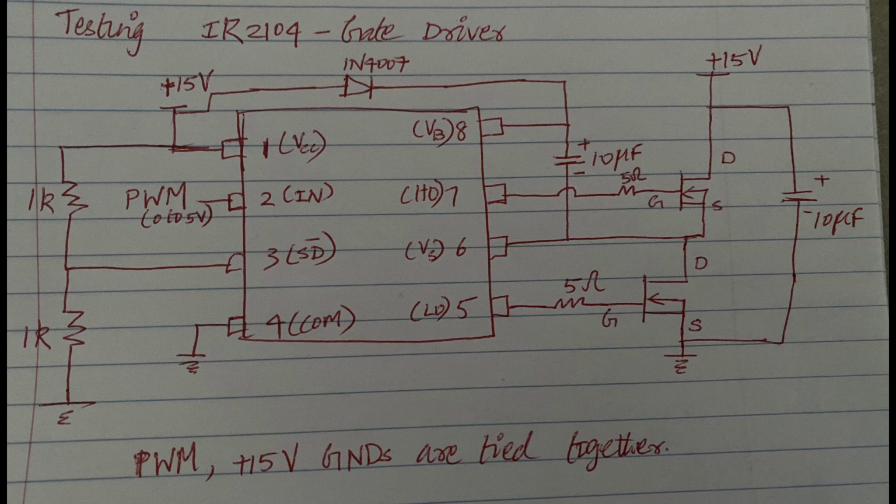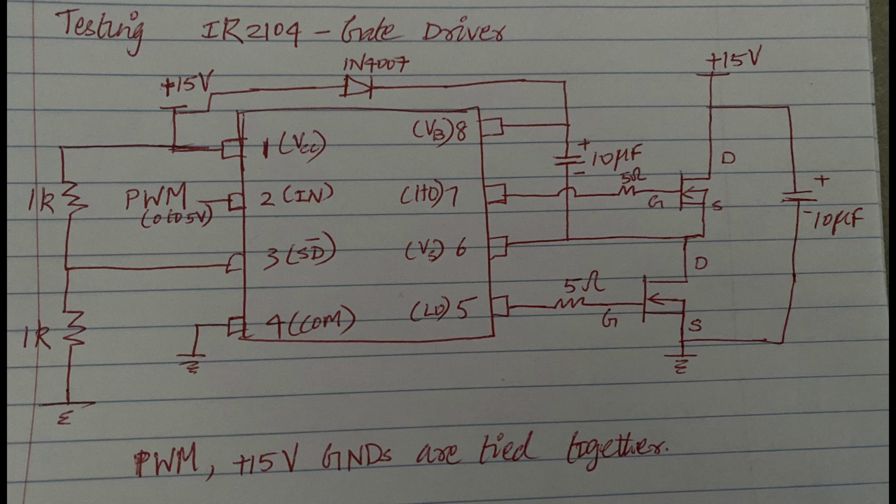Pin 1 is VCC and it's connected to a 15 volt source. Pin 2 is the PWM output from a microcontroller or a function generator, and this is the PWM input for the gate driver to work with. The voltage levels for the signals are plus 5 volts and 0 volts. Pin 3 is the logic input for shutdown. I've connected this pin to a voltage divider with 1K resistors to the main plus 15 volt power supply. Pin 4 is common and is connected to the ground of the plus 15 volt power supply.